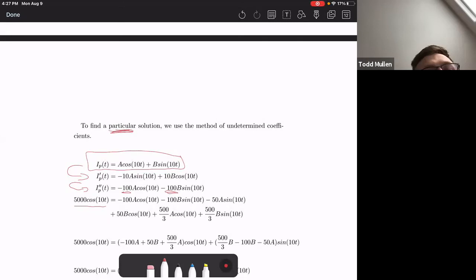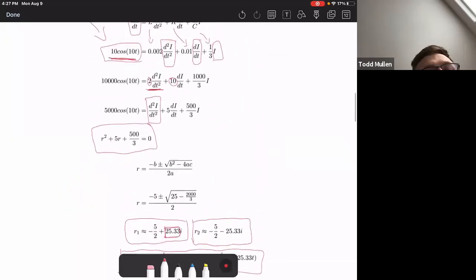Where are all these numbers coming from? Well, we have I double prime minus 5 I prime. That's this and this. Sorry, that's plus 5 I prime because that negative is the same sign as that, and that positive is the same sign as that. Plus 500/3 i. And scrolling up, there's the equation right there.